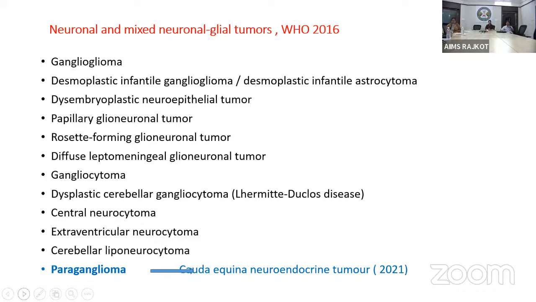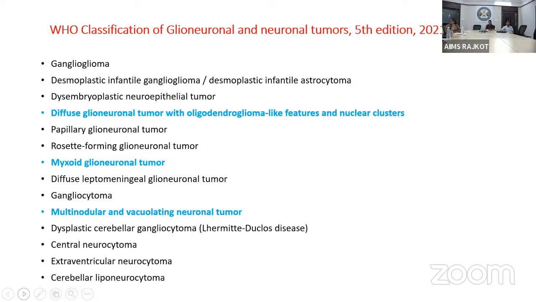So this is the classification of neuronal and mixed neuroglial tumors of 2016. If we compare to the 5th edition of 2021, 3 entities have been included. These are the diffuse glioneuronal tumor with oligodendroglioma-like nuclear features and nuclear clustering. Second is myxoid glioneuronal tumor, and third is multinodular and vacuolating neuronal tumor.